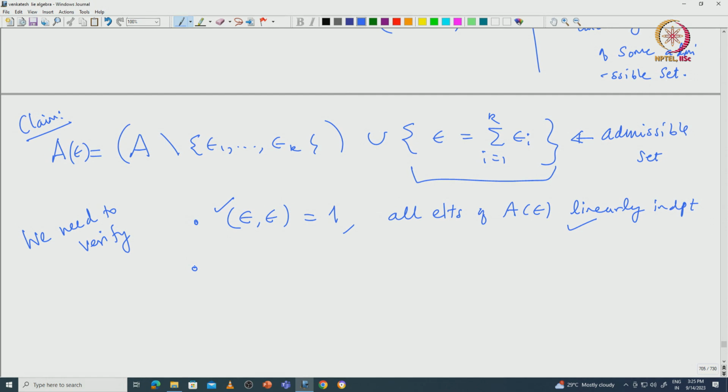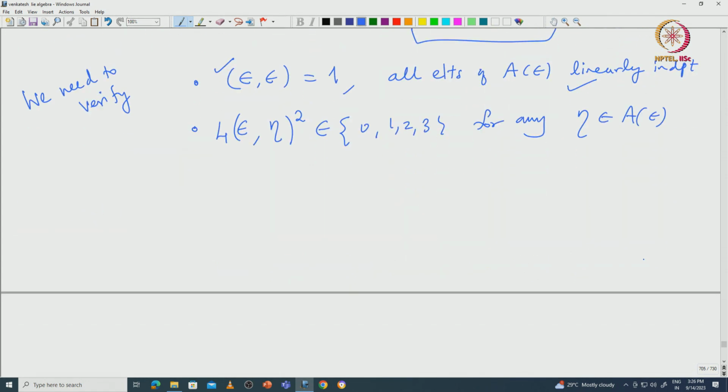The second thing, whenever you take 4 times (epsilon, eta) squared, this should be either 0, 1, 2, or 3 for any eta coming from A of epsilon. This is something we need to verify. Okay, let us verify one by one.